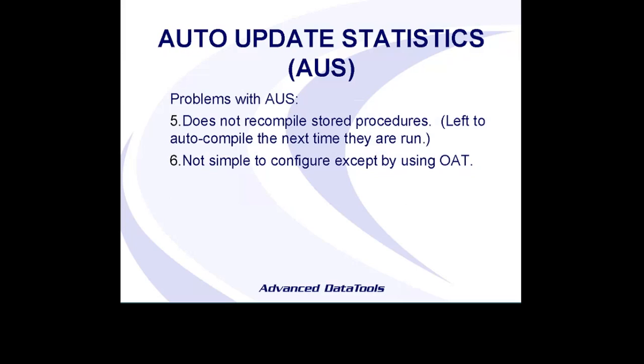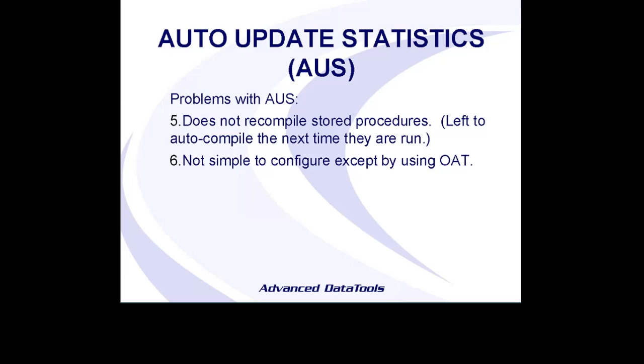Okay. And it's not simple to configure AUS unless you use OAT. If you like to use OAT, that's great. It's easy to configure in OAT. If you're not using OAT and you want to adjust the configuration parameters, which we'll look at shortly, then it's a little more complicated. Okay, you have to go modify records in the sysadmin database manually.